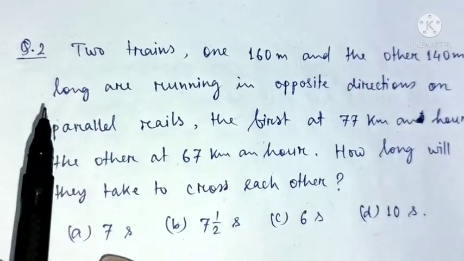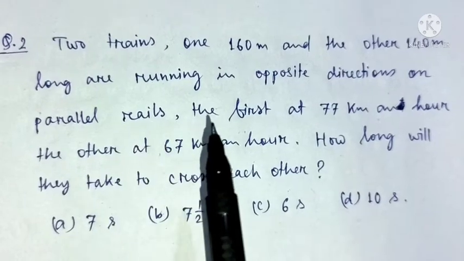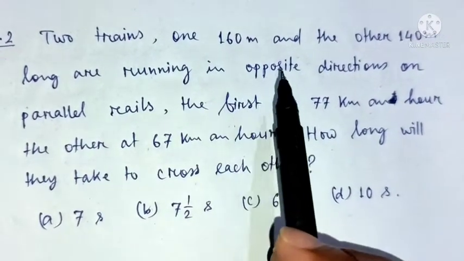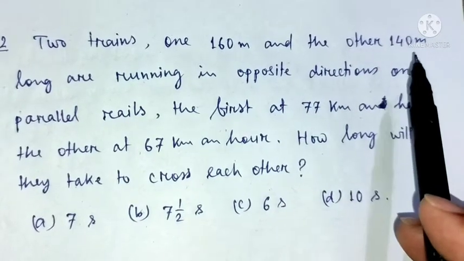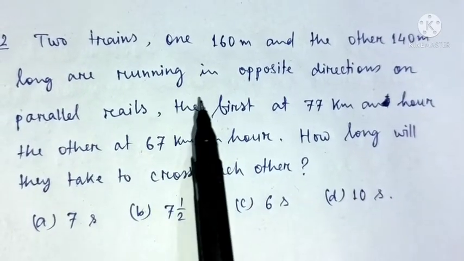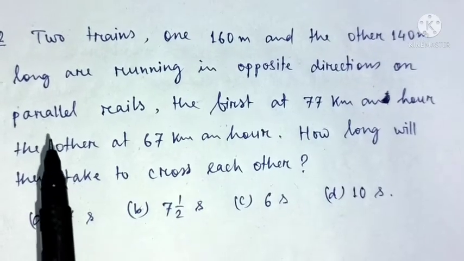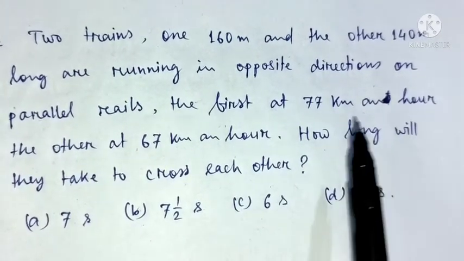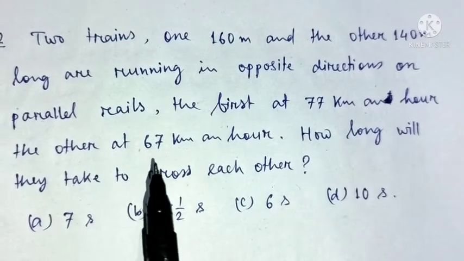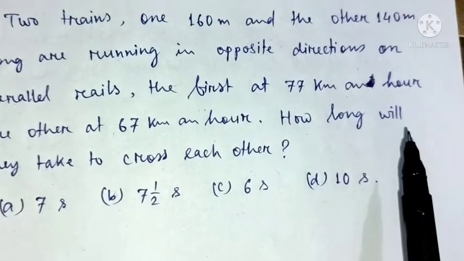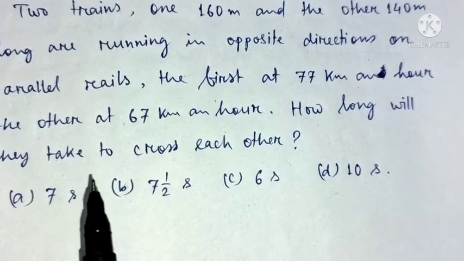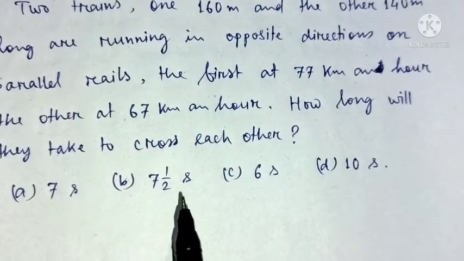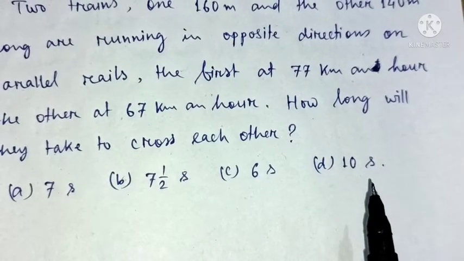Now the next question is very much important. This often comes into competitive exams. So here are 2 trains, one 160 meter and the other 140 meter long, running in opposite directions on parallel rails. The first at 77 kilometer an hour, the other at 67 kilometer an hour. How long will they take to cross each other? Options are given: 7 second, 7.5 seconds, 6 second, and 10 second.